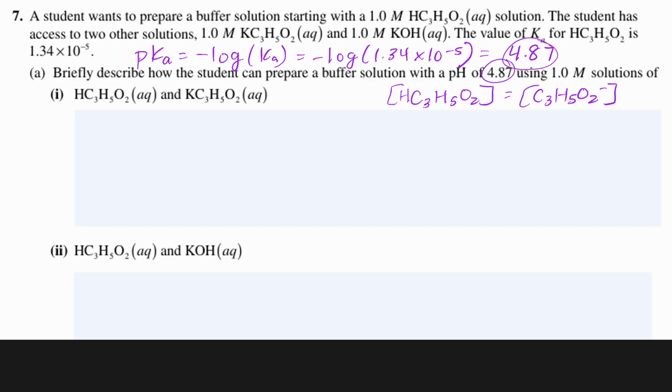So now let's figure out how to prepare our buffer solutions. For the first part, we are given 2 solutions: 1 molar propanoic acid and 1 molar of the salt that includes our conjugate base. Because we only have 1 conjugate base in this salt formula, it's a 1-to-1 ratio, which means I need equal volumes of these 2 solutions.